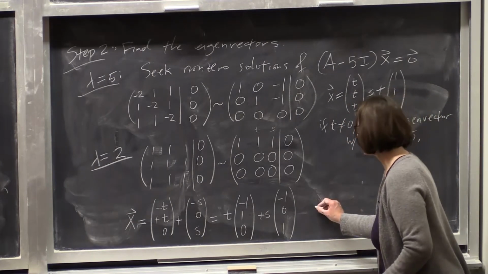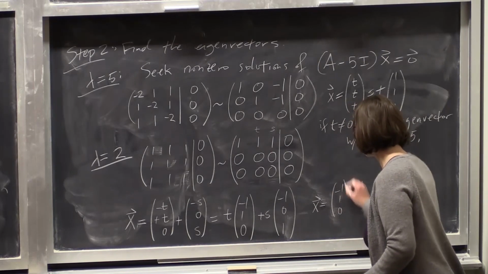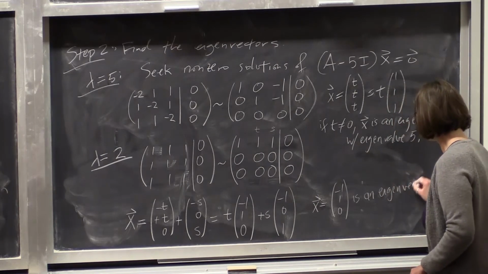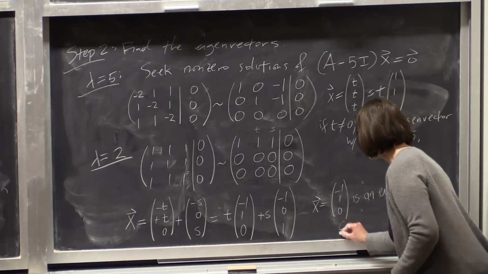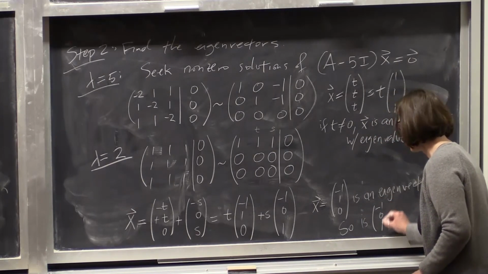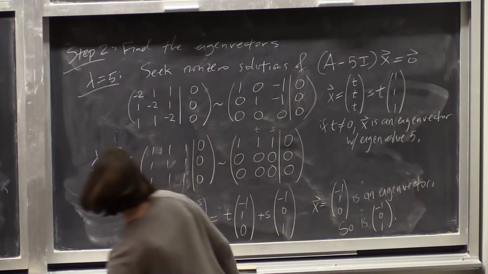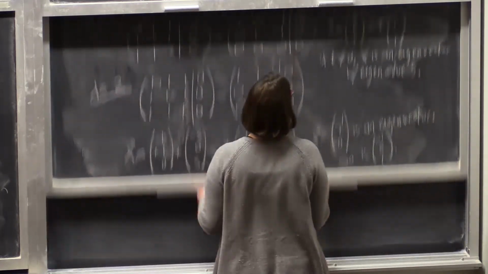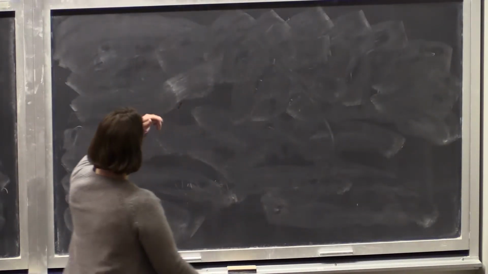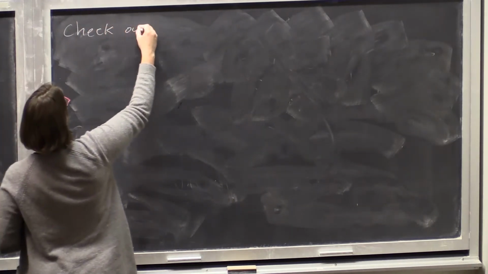So certainly I have that x equals minus 1, 1, 0 is an eigenvector, and so is minus 1, 0, 1. This is actually an interesting case because let's check our eigenvectors. So let's check that we actually have our eigenvectors. So check our eigenvectors work.